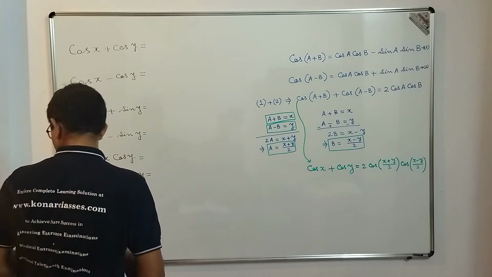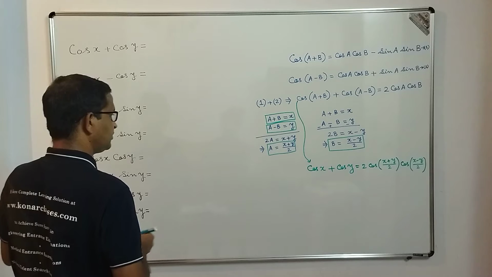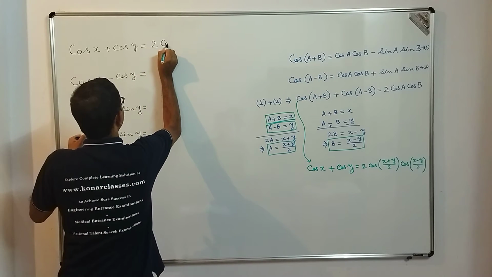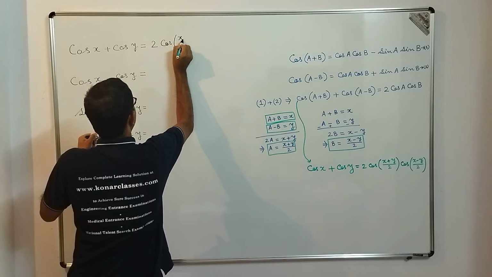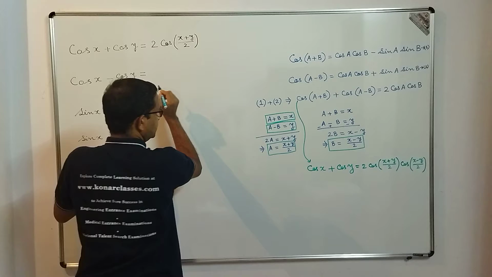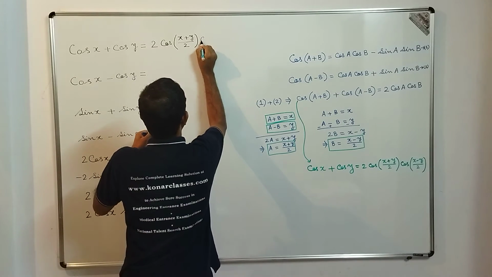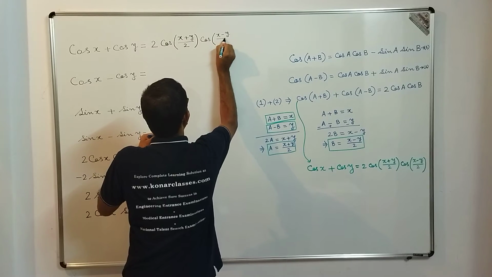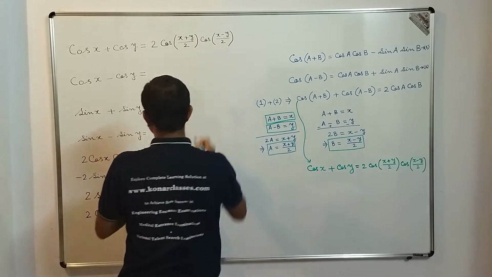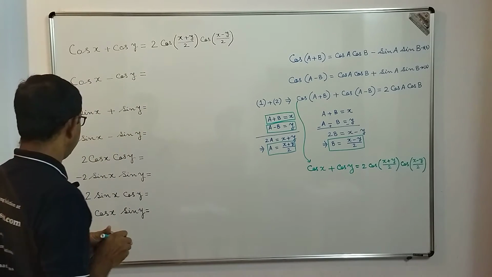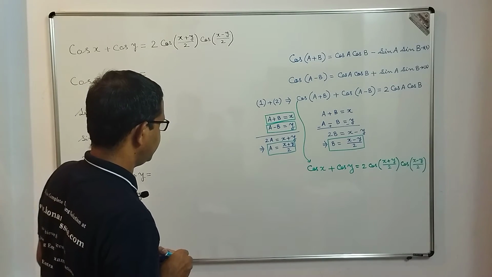What we get is that cos x plus cos y is equal to 2 cos (x plus y)/2 into cos (x minus y)/2. So we are done with the first one. Now there is an important part we can discuss here.